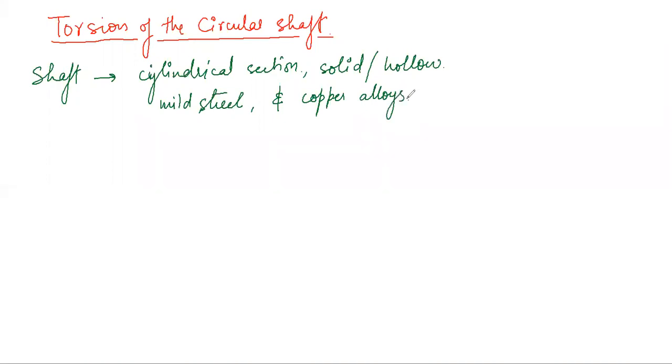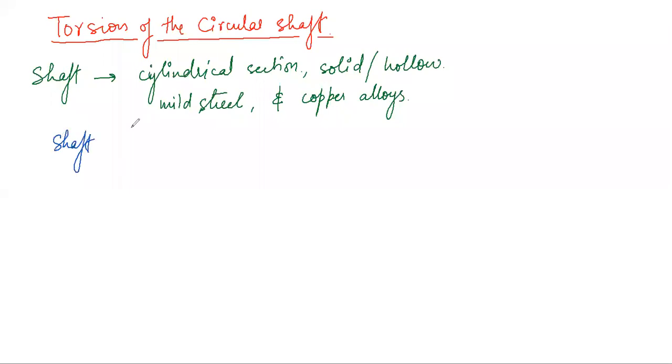So before the start of the torsion condition, we just understood what is shaft. Basically, shaft is a cylindrical section, either of the solid or hollow shape. The material of the shaft generally would be mild steel and copper alloys, right? The important thing here is the shaft with respect to the loading point of view.